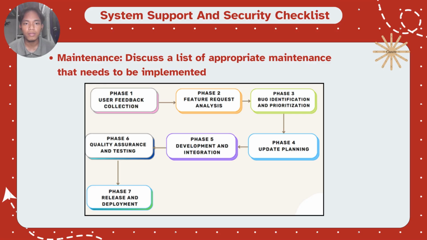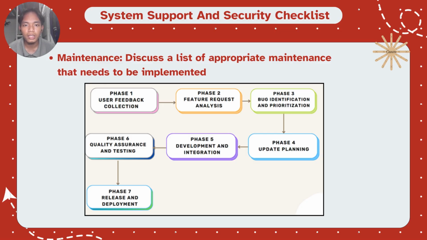In maintenance, we have 7 pages based on the picture. Page 1 is user feedback collection. This page involves gathering feedback from users. The goal is to understand what the users like and dislike and what improvements they would like to see. The second phase is feature request analysis. Once feedback is collected, the team will analyze and determine which features are most requested and beneficial. This involves prioritizing features based on their potential impact on user satisfaction and business goals.